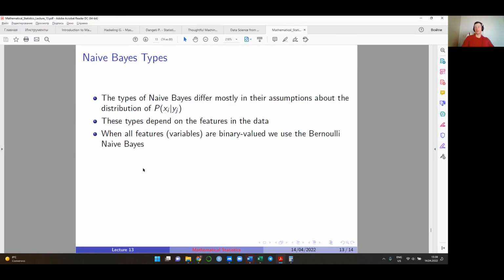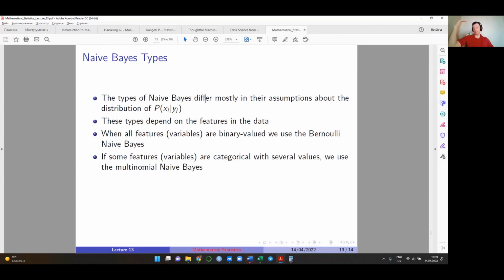If our variables are categorical, but they can take more than two values, we use multinomial naive Bayes. The idea is exactly the same, only instead of two columns in your contingency table, you will have 3, 4, 5 columns and so on. If the y variable has 3 or 4 or 5 categories or classes, you will also have several rows in this contingency table. The logic is absolutely similar. Everything else works in exactly the same way.